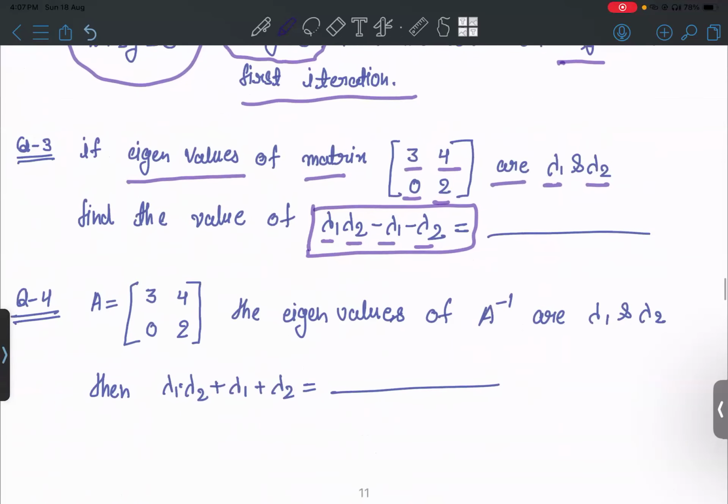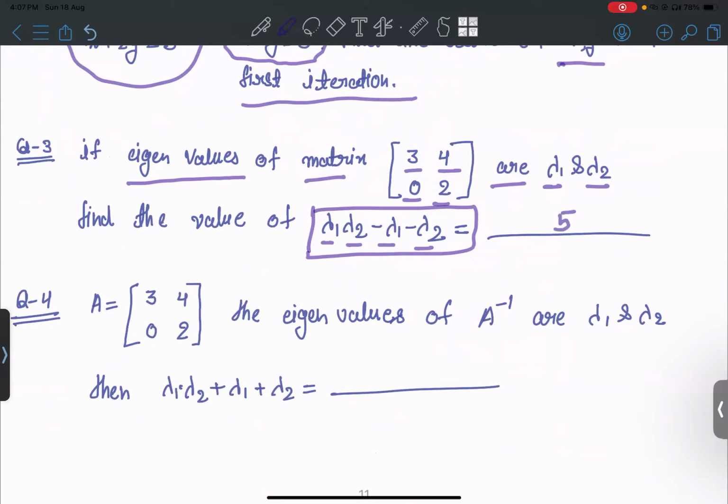So this will lead to the value 5. Oh, sorry, 1. The answer is 1.